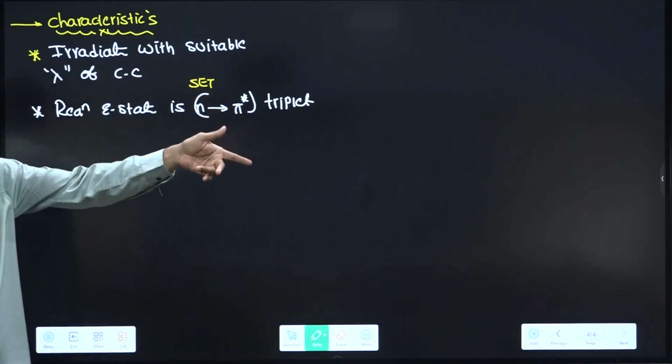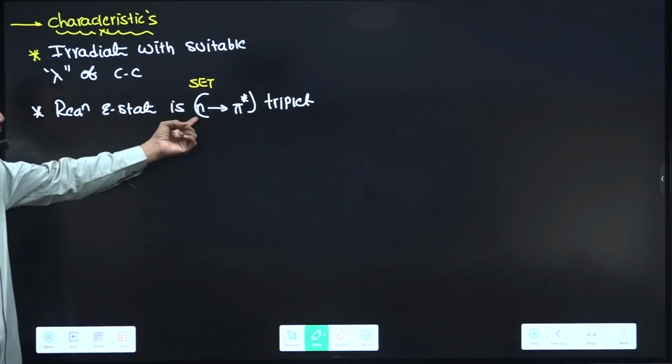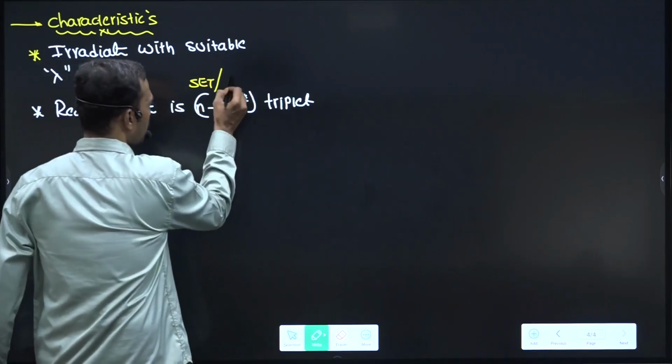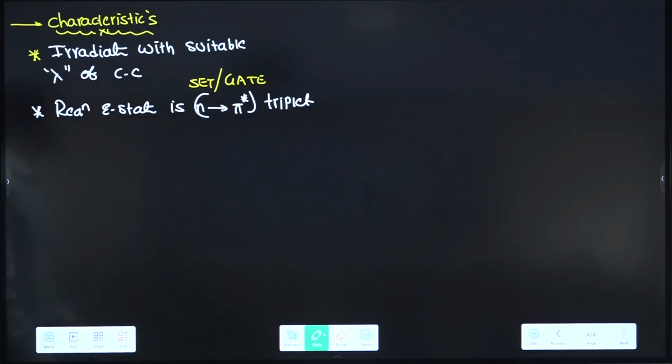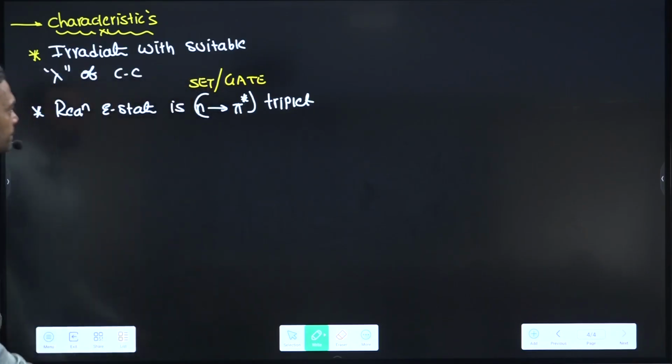Okay, if the lambda is not mentioned, whichever is low energy, the corresponding triplet is preferred. So this is a set question. Even in GATE also, a similar kind of question they gave. I will show that question. Statements they are giving. For photoreduction, reaction excited state is n to pi star triplet.